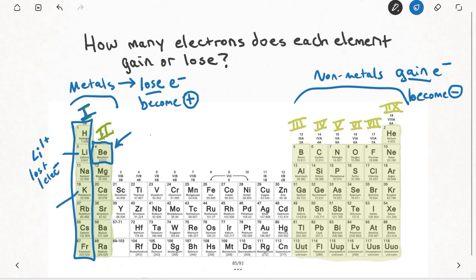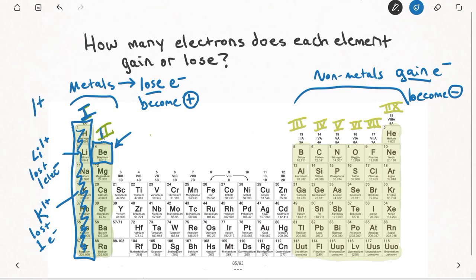And here's potassium. Potassium as an ion has a 1 positive charge because it lost 1 electron. This entire column number 1, the only amount of electrons these guys can lose is 1 electron. So if you're talking about an ion from an element from this column, that ion is going to have a 1 positive charge because it only lost 1 electron.